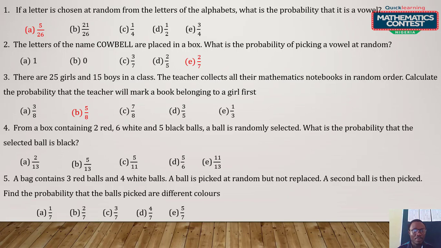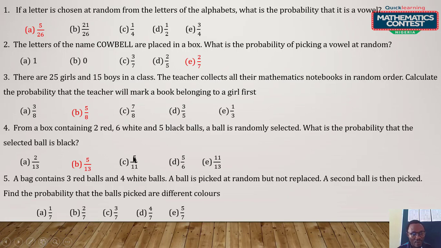Okay, time up. And the answer is 5/13. Let's solve that together. How do we get it? Now, the total number: 2 + 6 = 8, 8 + 5 = 13. The problem says the ball selected is black, so I have 5 there, so it'll be 5/13.